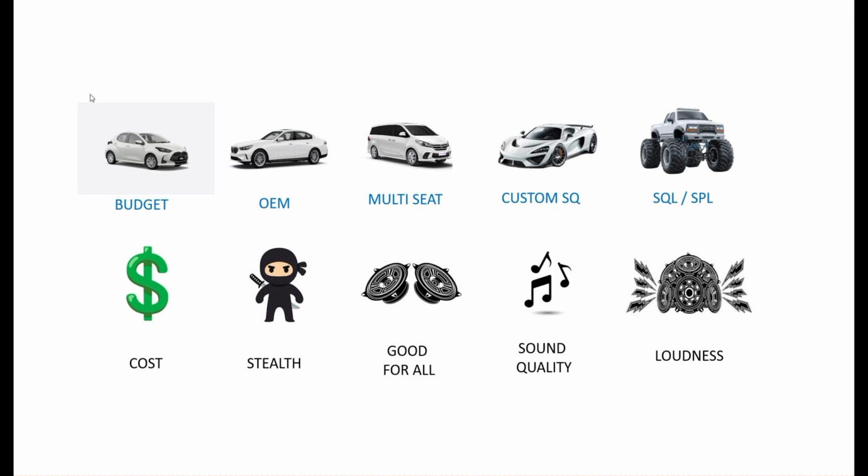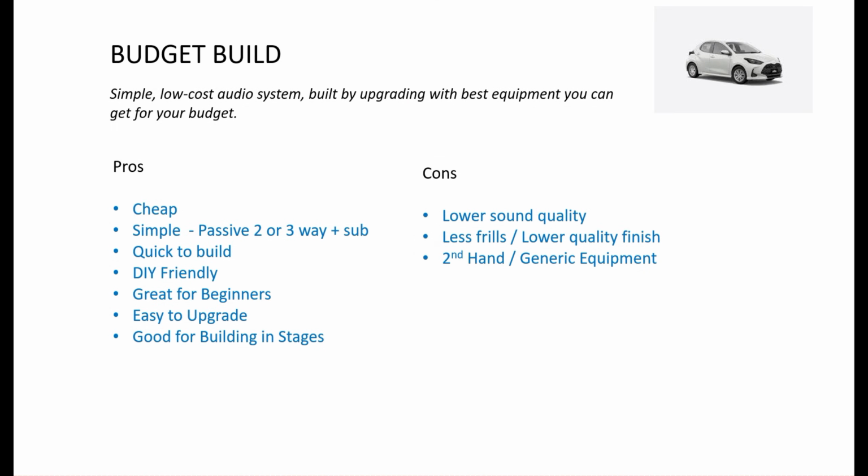And of course, we're going to look at the time and cost involved in doing some of these types of builds. Okay, so the first type of system we're going to look at is the budget build. Now, a budget build is all about trying to get the best car audio system and sound you can with the budget that you have. It's focused on being low cost, right, and being budget friendly, right?